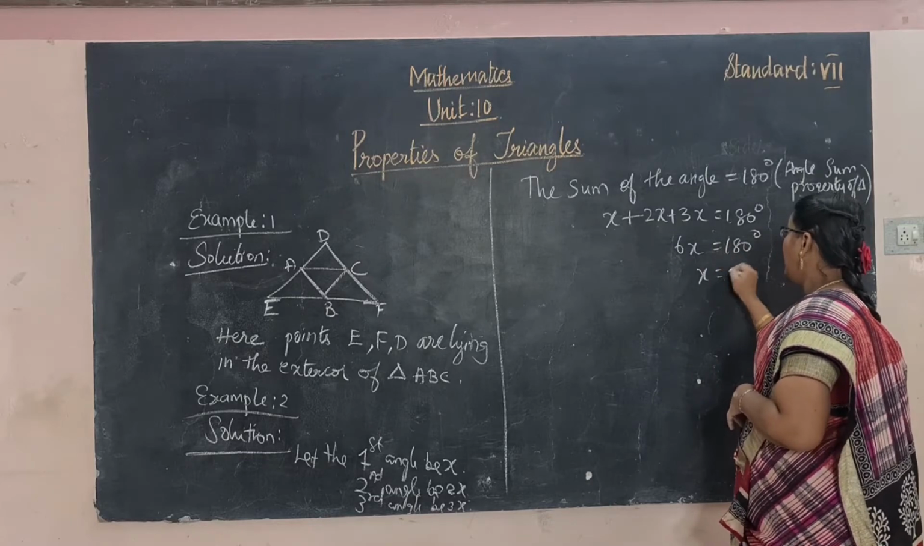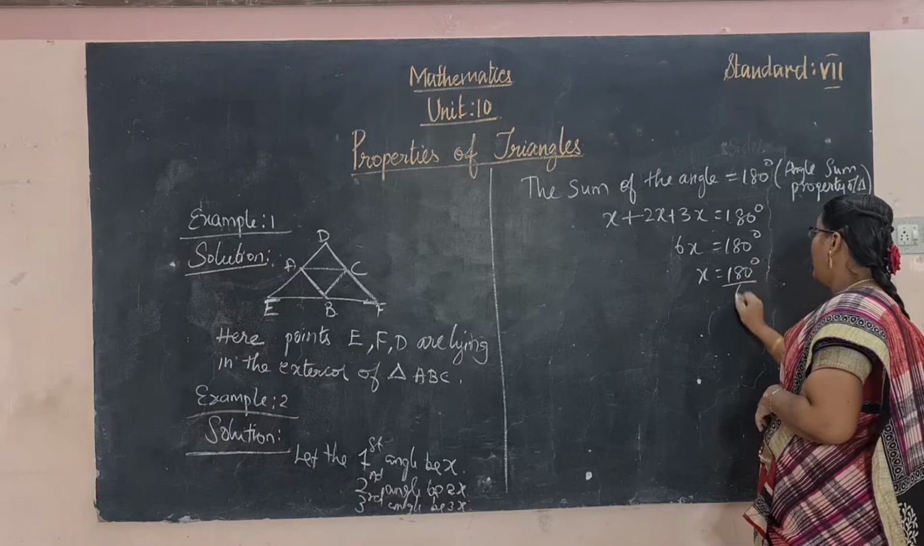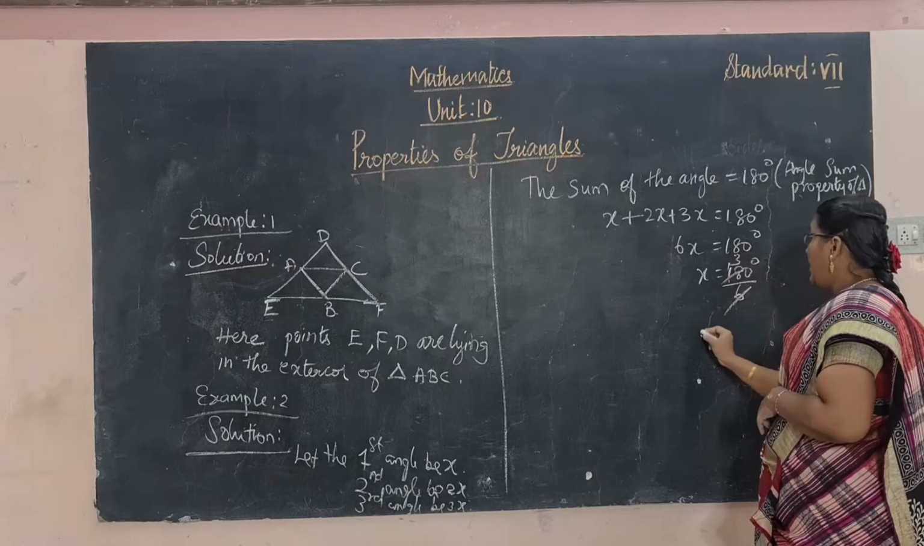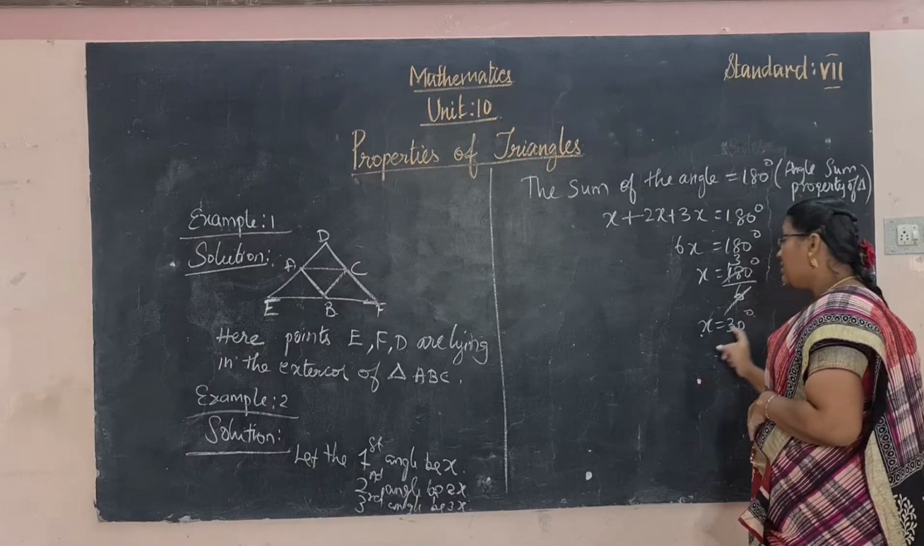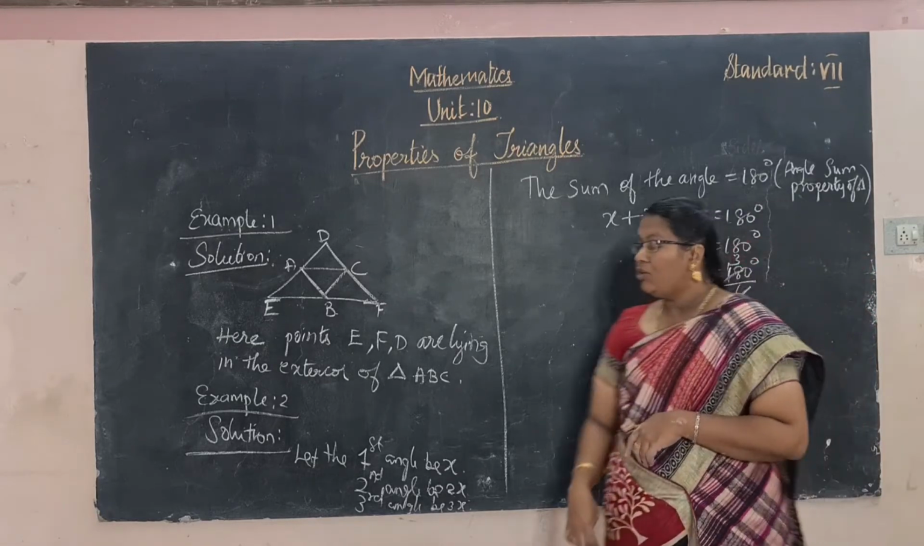So x equals 180 degrees divided by 6, which is 30 degrees. The first angle is 30 degrees. We have to find the remaining two angles.